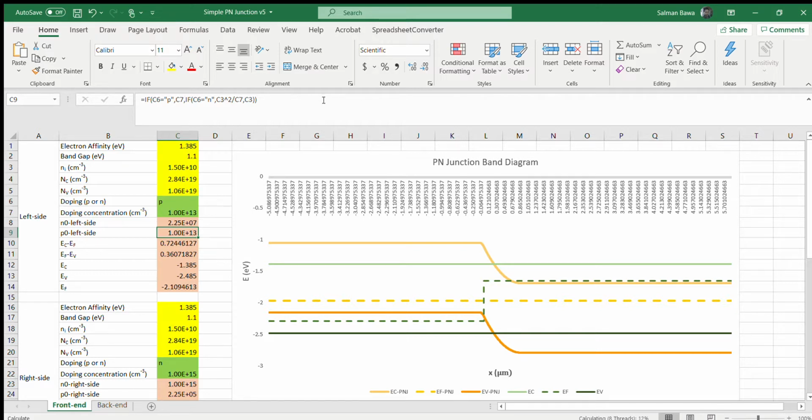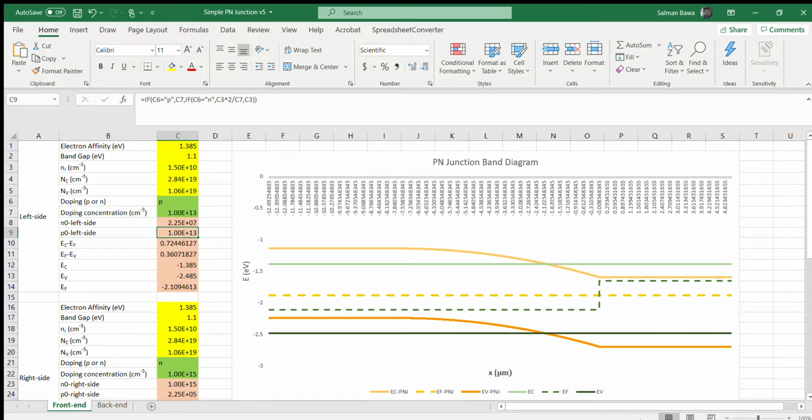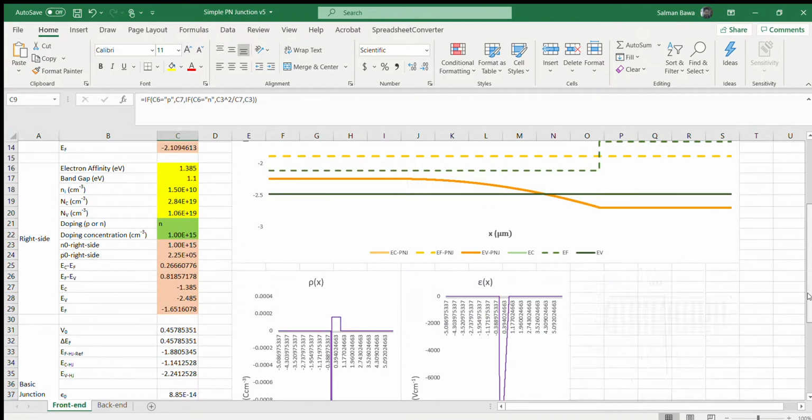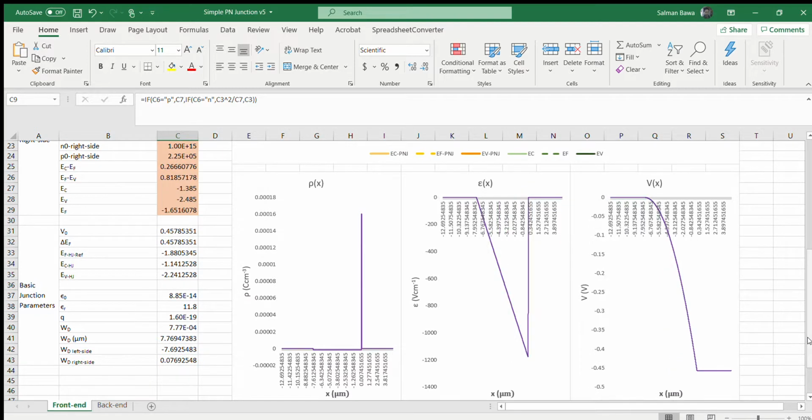And you can see that we take some time before the graph actually shows up, and that's because you can see these calculations that are going on. Remember that we have about 500,000 rows, so these calculations take some time before the values change, and you can see the change in the graph then. So now obviously the width of the depletion region on the left-hand side is much more than the width of the depletion region on the right-hand side, and you can see the same coming up in the graphs of the charge density, the electric field, and the potential.